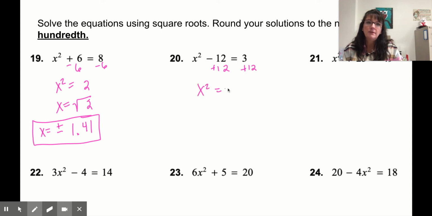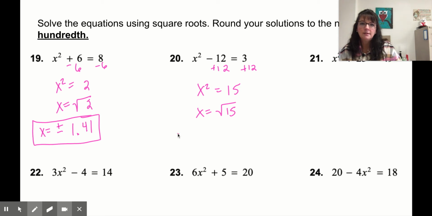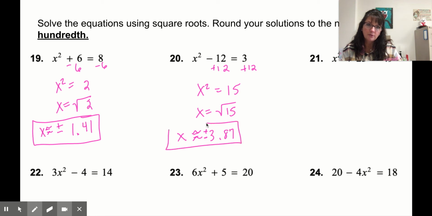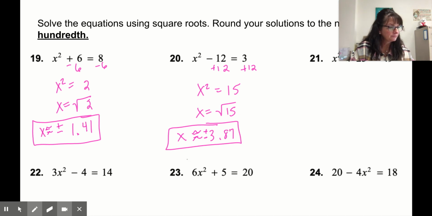All right, adding 12. I bet you're finding this to be very easy. All right, so x would be equal to the square root of 15. And again, the square root of 15 would give us approximately, I should probably be doing little squiggly lines because we're approximating, 3.87 plus or minus, and there are 2 real solutions here.